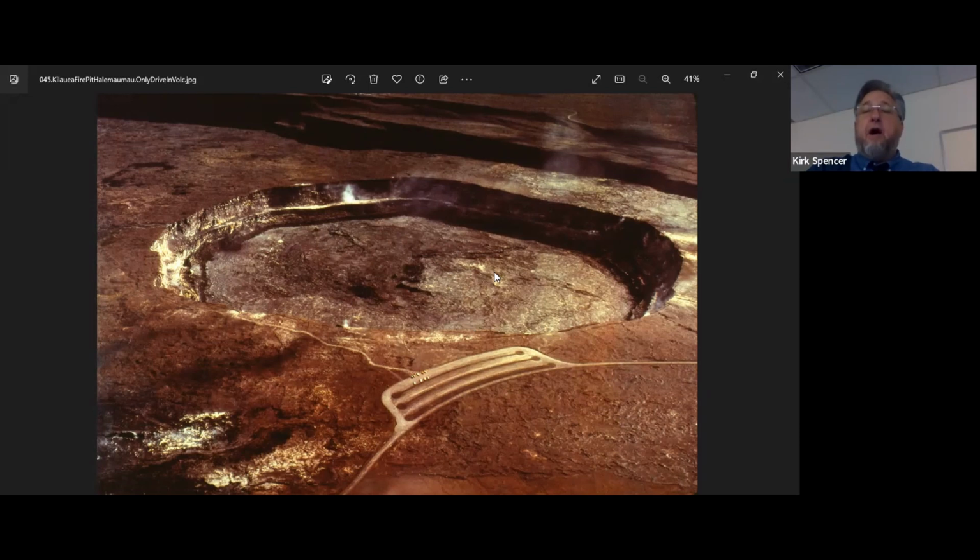They call this the Hale Mau Mau in Hawaiian. Because we're in Hawaii, we're going to be hearing a lot of Polynesian names that they're pulling out of the language for these features. This is the Hale Mau Mau.